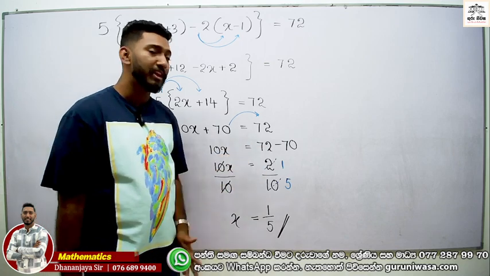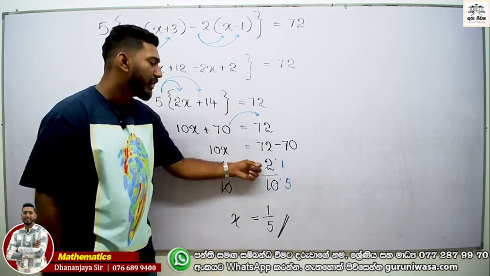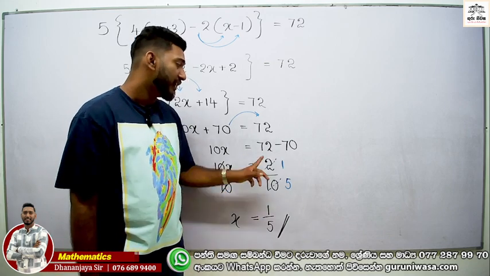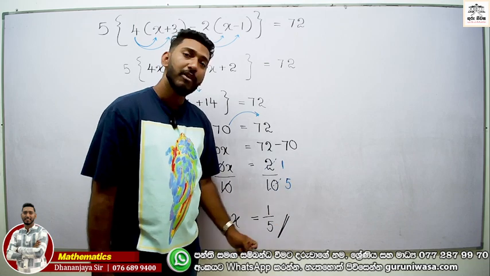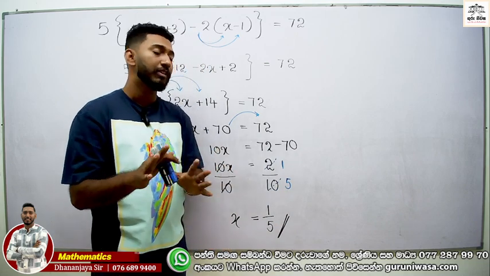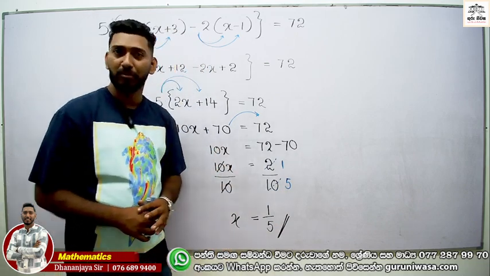72 minus 70 becomes 2, and 10x equals 2. Both sides are divided by 10. Now 2 and 10 you can simplify as a fraction: 2 times 1 and 2 times 5. Final answer is 1/5. x equals 1 over 5.